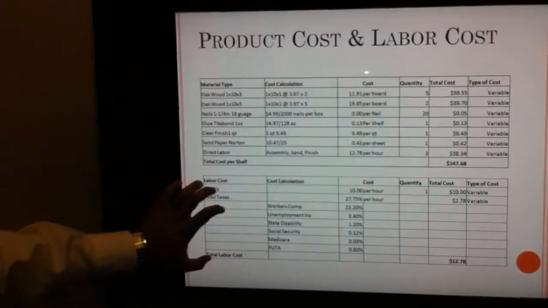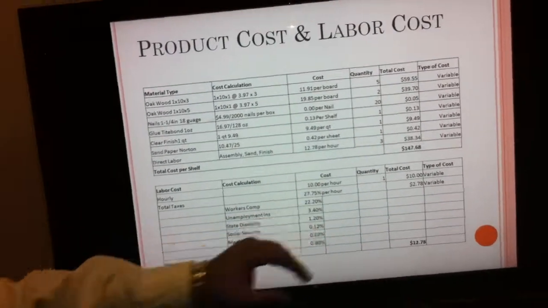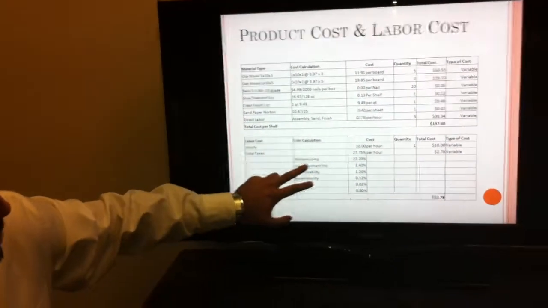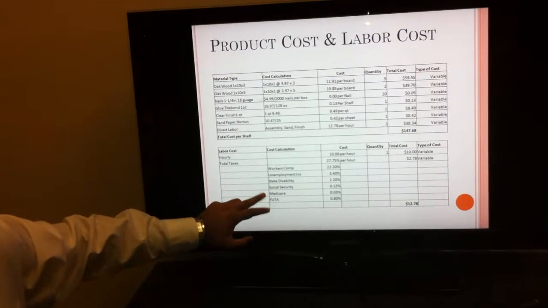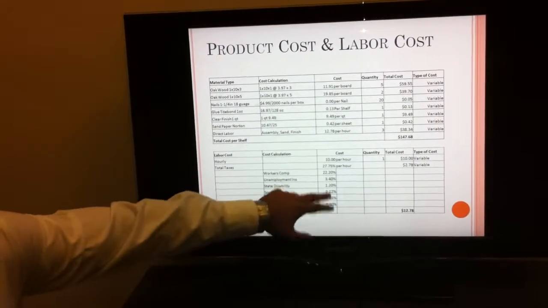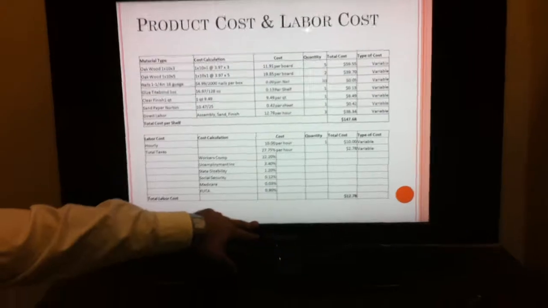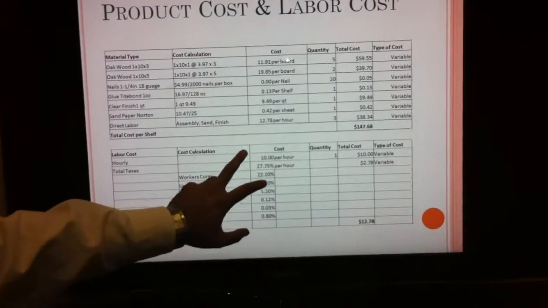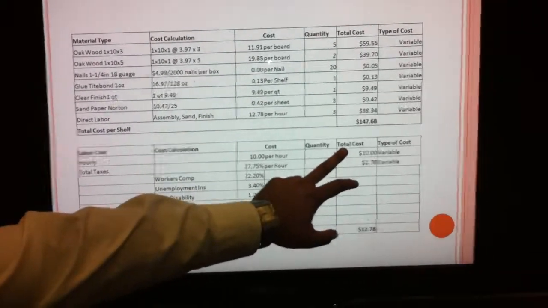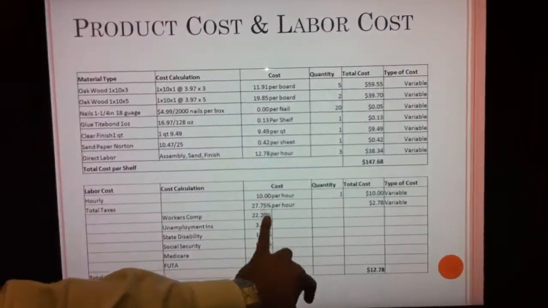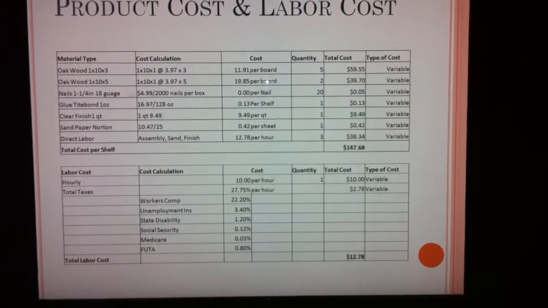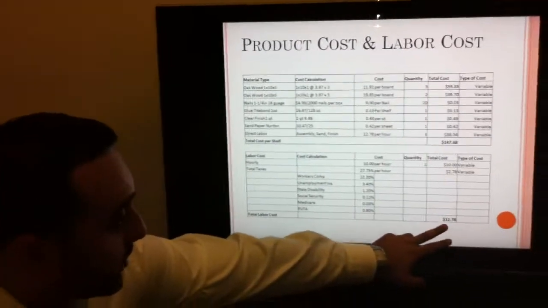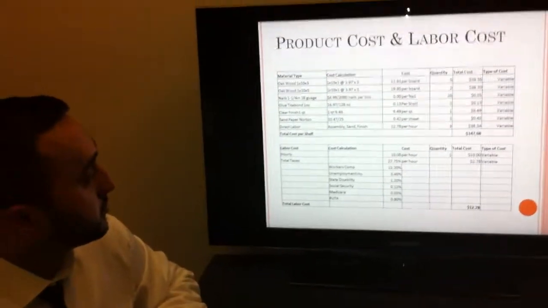Down here we did a labor cost calculation. We're paying our laborers on the floor $10 per hour, and our cost per labor hour includes workers' comp, unemployment insurance, state disability, Social Security, and Medicare, which is a percentage of how much you earn. The total percentage is 27.75. So at $10 per hour, you multiply that by 27.75 percent, and you have an additional cost of $2.78, rounded up, for each labor hour. So our total cost per labor hour is $12.78.